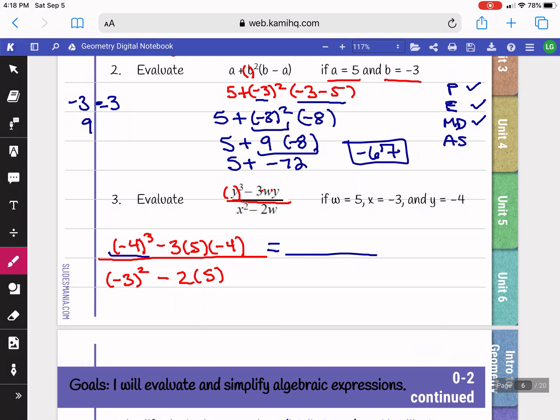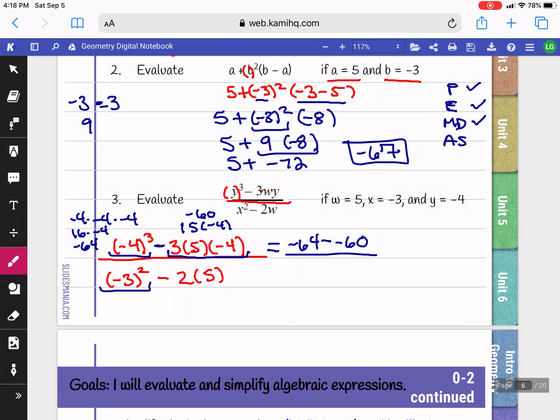So here we're going to do negative 4 to the third power. That means we're doing negative 4 times negative 4 times negative 4. Negative 4 times negative 4 is 16. And 16 times negative 4 is negative 64. So I'm going to put negative 64 for negative 4 cubed. Then we have minus. And now I'm going to chunk this piece. 3 times 5 times negative 4. 3 times 5 is 15. And 15 times negative 4 is negative 60. So now I can write negative 60 in place of that piece.